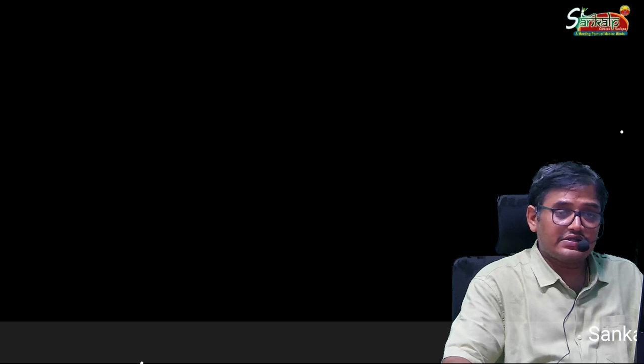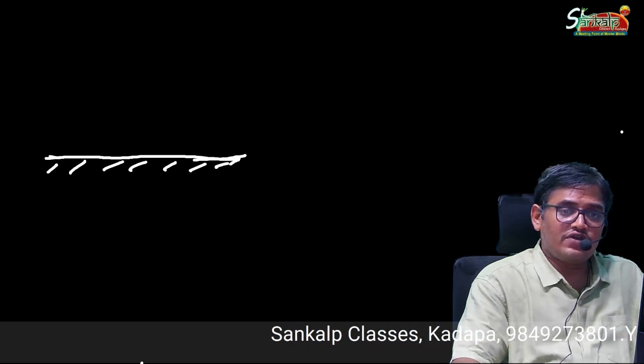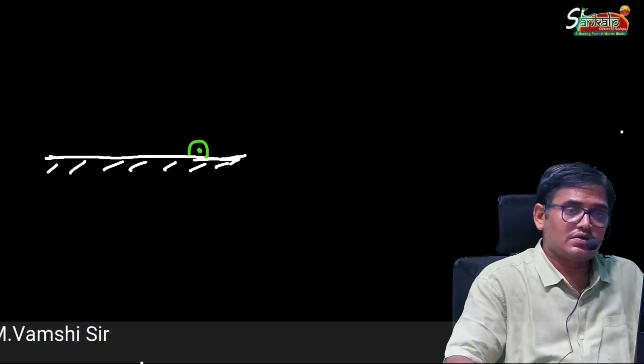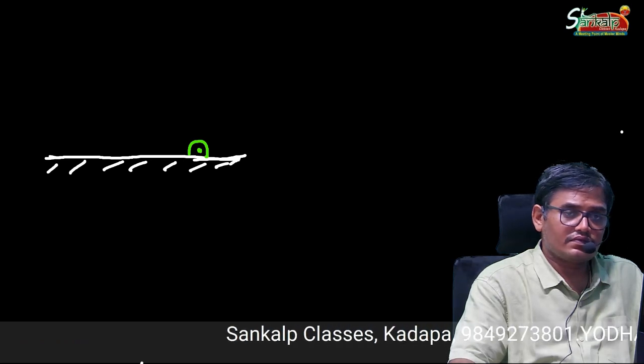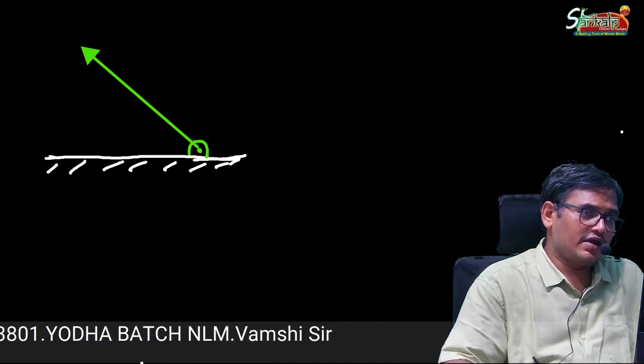Before going to this question, I will give one mechanical system. You should answer my questions about it. What is happening? This is the ground. For this, a rod is hinged. One end of the rod is hinged, like this. This is a rod, and one end is hinged.